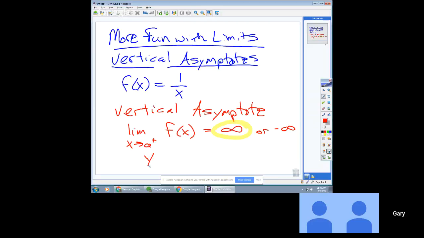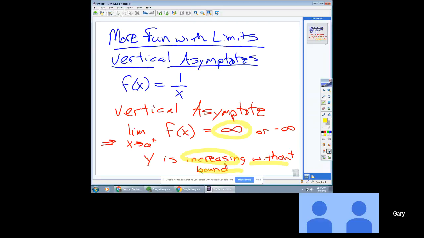As x approaches a from the right side, which is what my limit is showing, then y is increasing without bound. Meaning there is no limit to how it can increase, right? We use the shorthand symbol infinity for going up forever, or negative infinity for going down forever. So it could also decrease without bound. That would be negative infinity. In this case, infinity means to increase without bound.